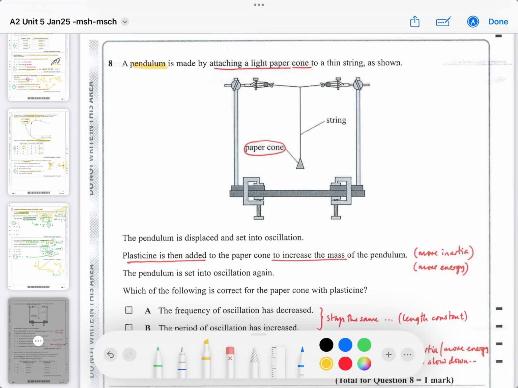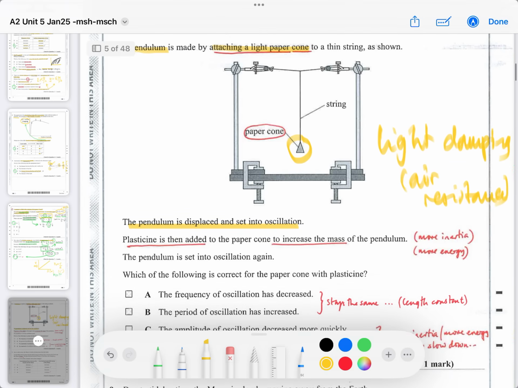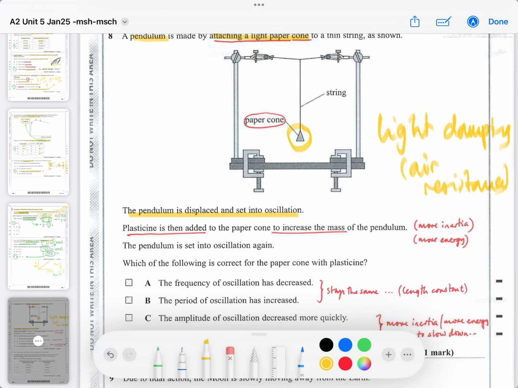So here you've got a pendulum, and they put a paper cone on it. So what's the paper cone for? It is to create some light damping. So there'll be some light damping due to the paper cone, because obviously light damping means more air resistance. The pendulum is displaced and set into oscillations. Yes, so now my students, I hope you understand why I started you with this experiment when you were in year 12. Plasticine is then added to the paper cone to increase the mass of the pendulum.